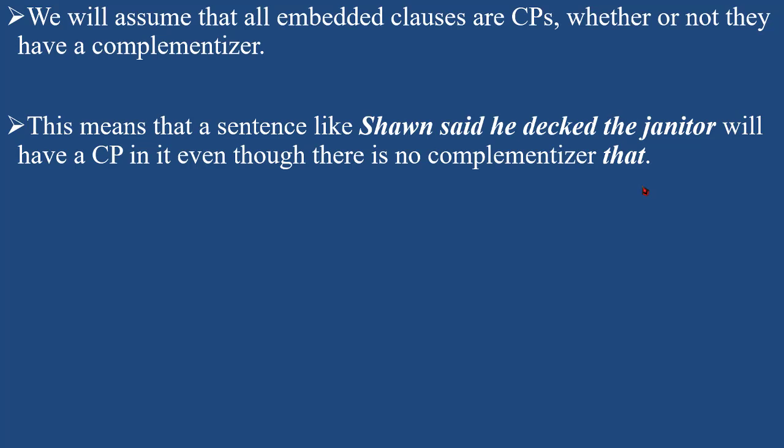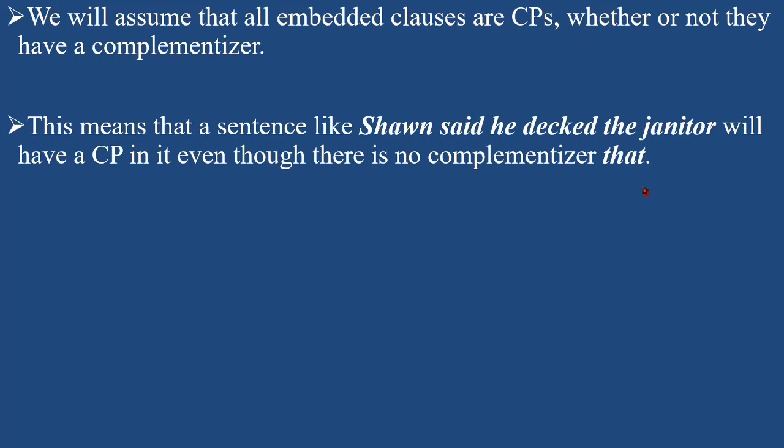Right. So we assume that all embedded clauses are CPs. They are embedded. You have something like someone said that, or someone asked if. So that CP is embedded, whether or not they have a complementizer. So this is what we have said. We will assume that all embedded clauses are CPs, whether or not they have a complementizer.